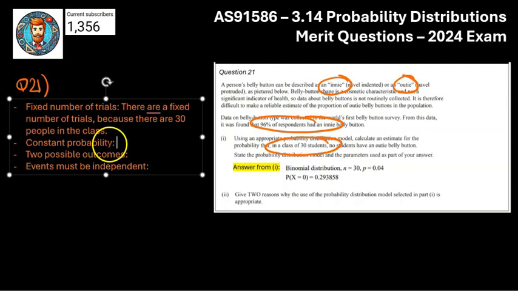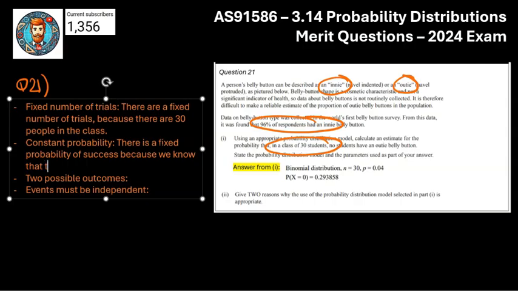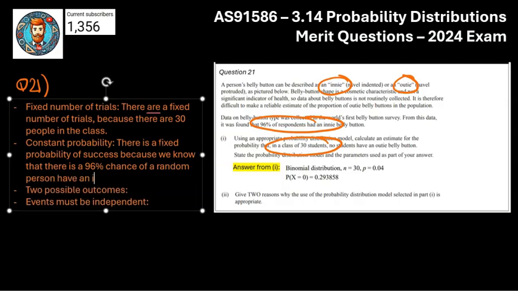Same thing with constant probability, and that relates to the 96% innie and obviously 4% outie. Those are fixed probabilities in this case. So there is a fixed probability of success because we know that there is a 96% chance of a random person having an innie belly button.